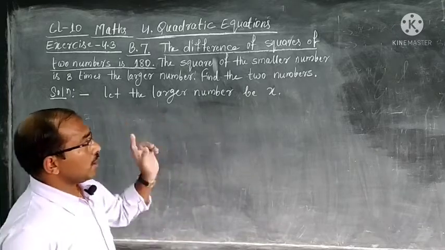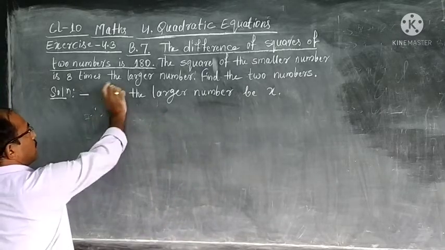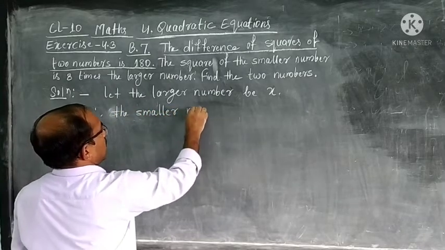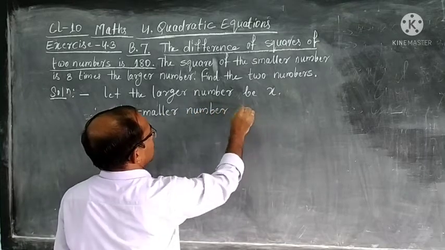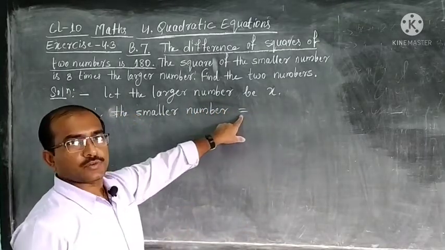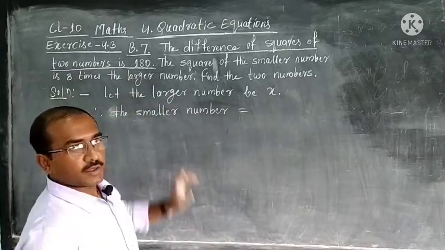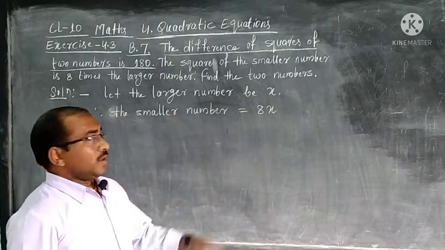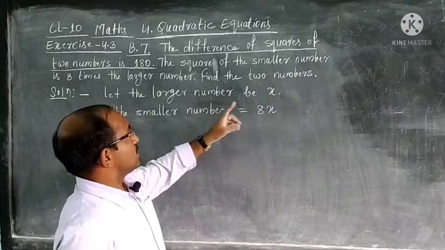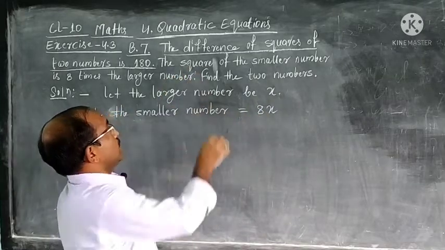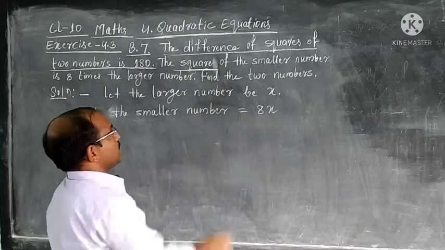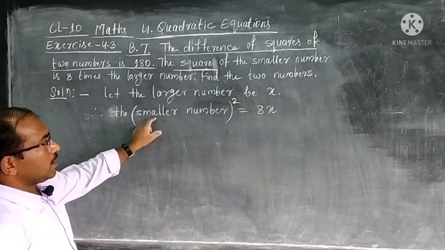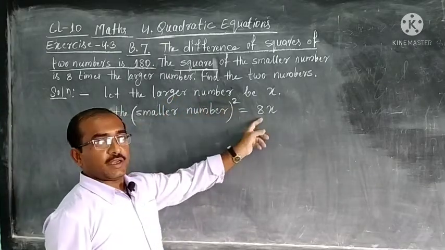Larger number is x. Now, we can go to the smaller number, because that statement is telling us something about it. What is said? Smaller number is equal to, we use 8 times the larger number. Very simple. 8 times means 8, and the larger number is x. One more thing here: did you notice the square of the smaller number? That means we will put a square. The square of the smaller number is 8 times the larger.